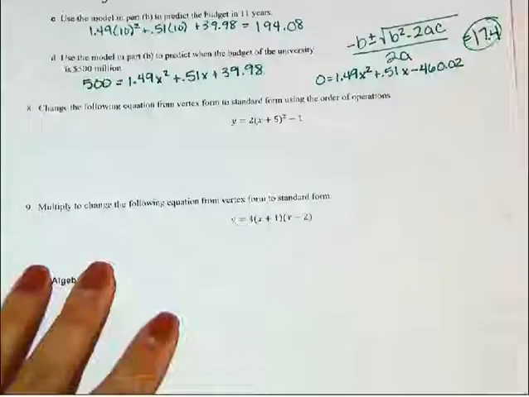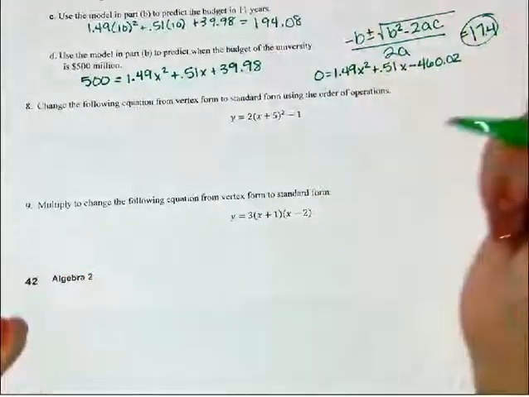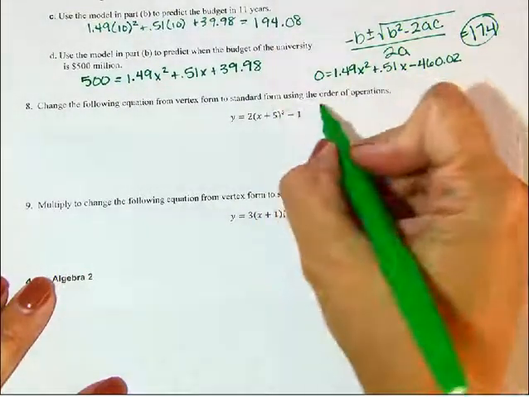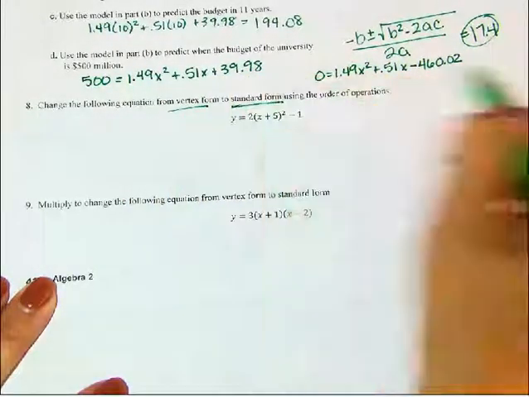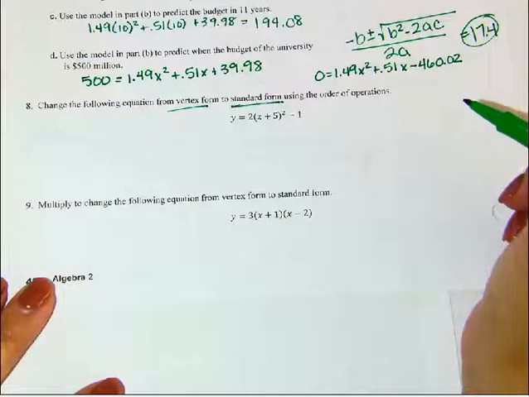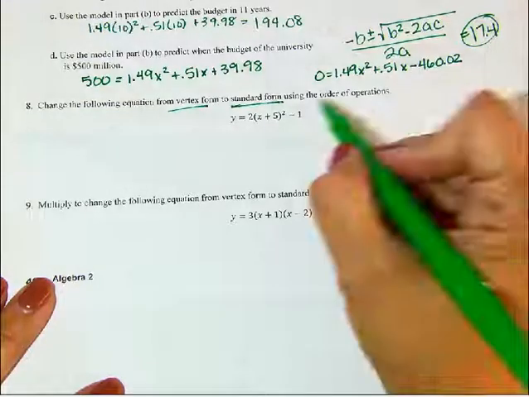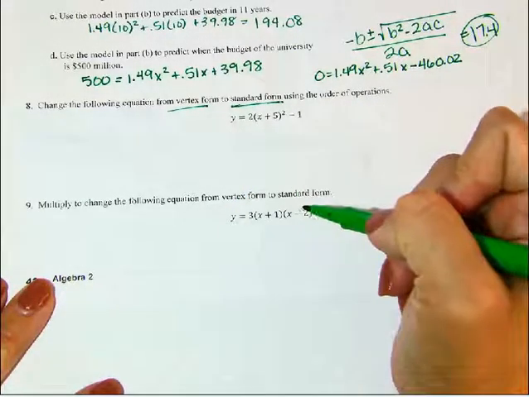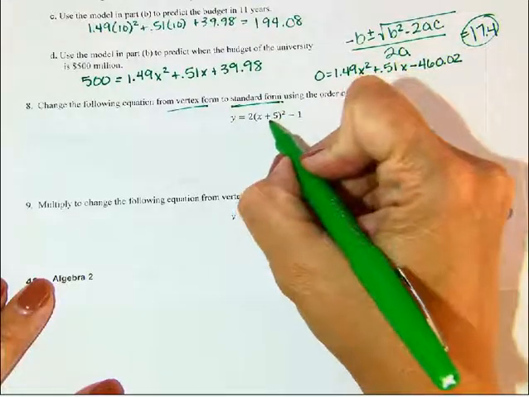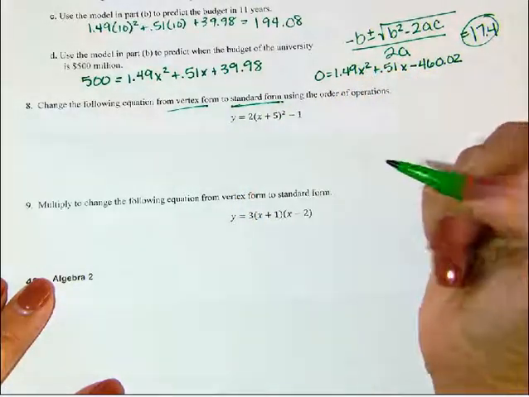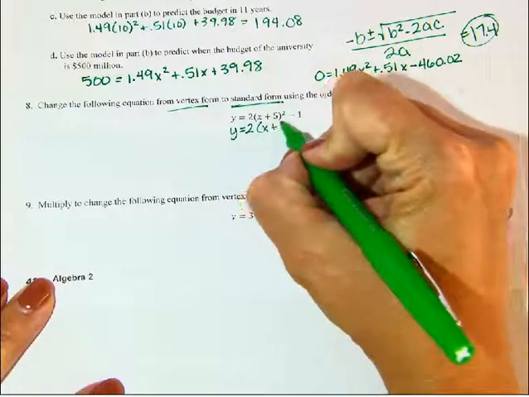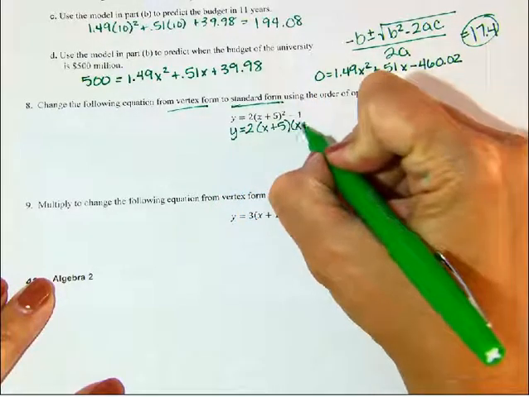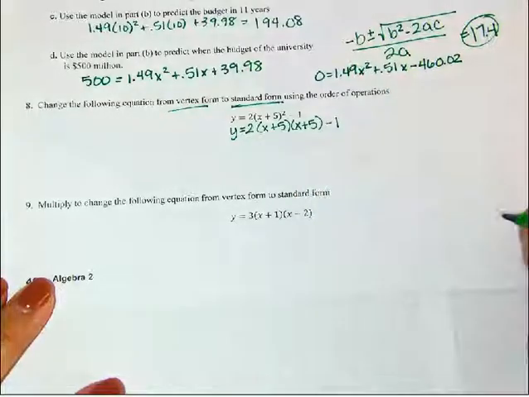Okay, so number 8. It wants us to change from vertex form to standard form using the order of operations. So in order of operations, I need to get rid of parentheses first. Well, this says x plus 5 all squared. So that is the same thing as saying x plus 5 times x plus 5, and I still have that minus 1 on the end.